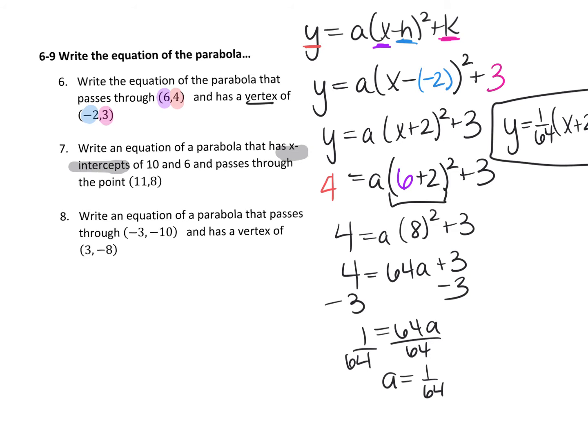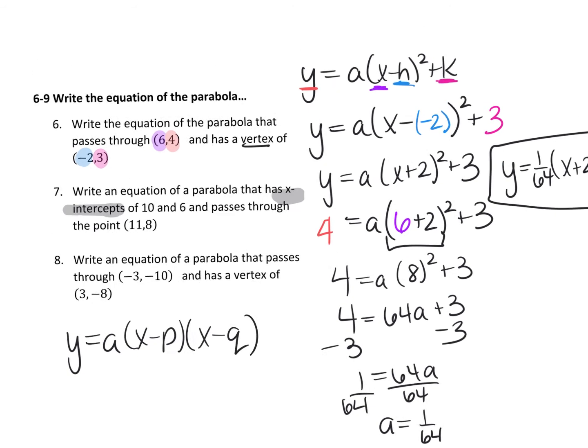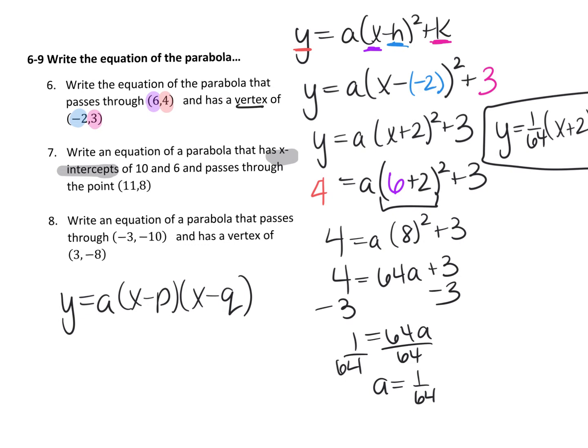X-intercepts, so we're going to use intercept form. y equals a times x minus p times x minus q. Well, my p and q are my intercepts. P and q, it doesn't really matter. p is 6, q is 10, whichever way I put those two. But I have to make sure I'm not putting them in as x and y.